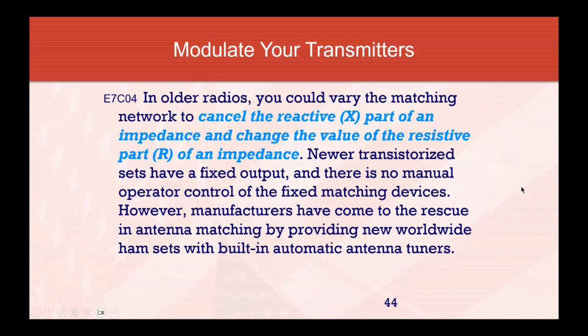We'll watch the time here. Some of the older radios could vary the matching network to cancel the reactive part of impedance and change the value of the resistive part of that impedance, i.e., we had variable resistors, variable inductors where we could change back and forth along the way. The newer ones generally, or at least oftentimes, have built-in automatic antenna tuners, which will do that for us automatically. They will basically switch in the right capacitors or inductors as necessary to compensate for that rather than our doing that manually.